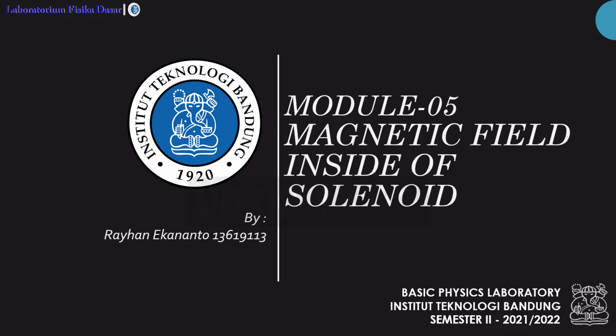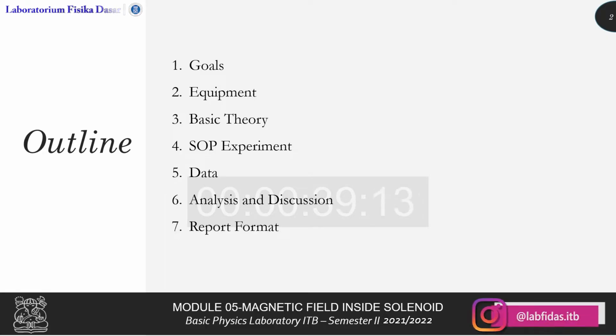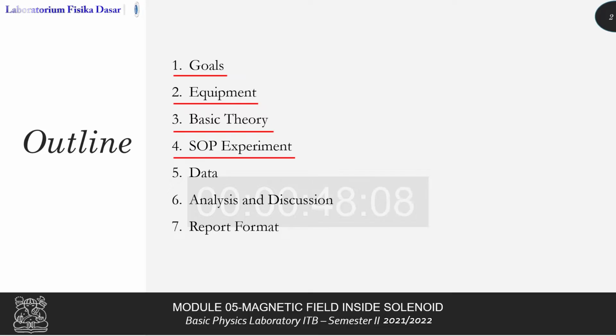Welcome to the third video segment for Module 5, which is the magnetic field inside of a solenoid. In this video, I will explain the presentation PowerPoint that will be explained again later by the lab assistants, and it is recommended for all participants of Basic Physics Laboratory to watch the first and second videos for Module 5. The outline for this video will be goals, equipment, basic theory, the standard operating procedure of the experiment, data, analysis and discussion, and last but not least, the report format.